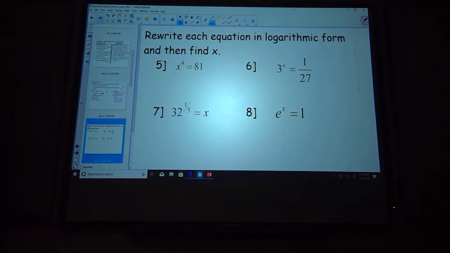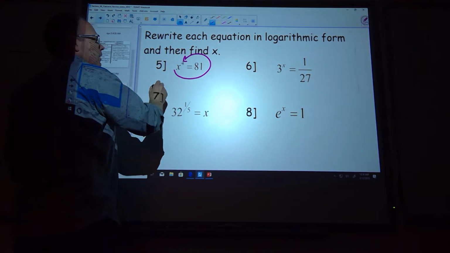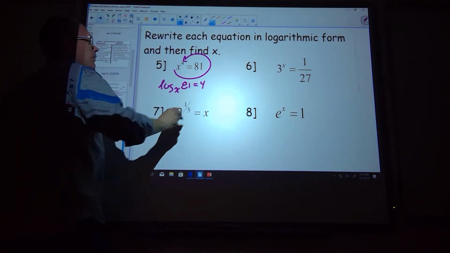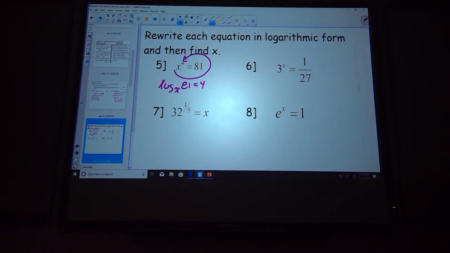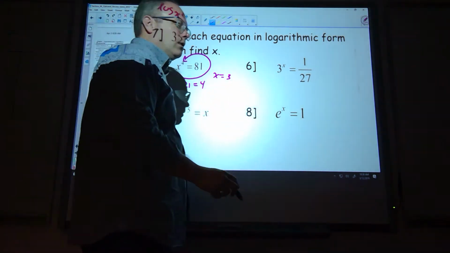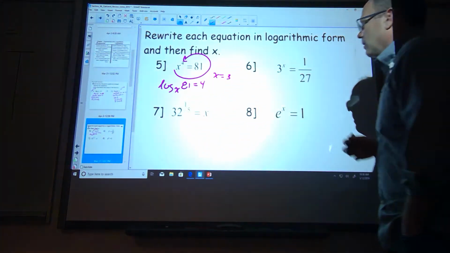Rewrite the equation in logarithmic form. Log base x of 81 is equal to 4. Obviously, this one would have been easier to solve as an exponent. If we were to find x, what number to the 4th power gives me 81? So x would have to equal 3, because you take the 4th root of both sides and just worry about the positive component of it.